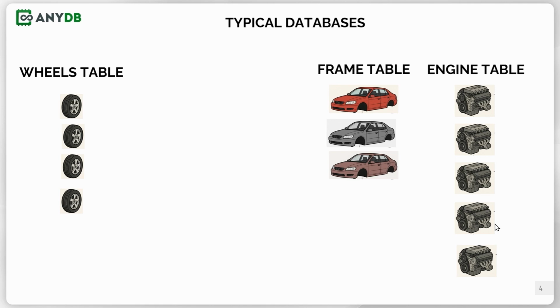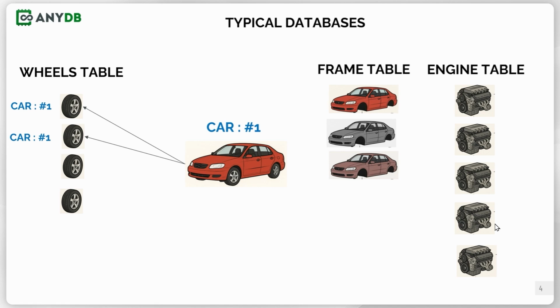Now, if you wanted to connect this all together into a car and try to understand which component went into the car, if you take, let's say, car number one, you will have to link this car with all the wheels from the wheels table. And then you have to also link to the frame in the frames table. Similarly, you got to do this for the engine in the engine table. While this works, it can get very complex when you have lots of parts and all these parts are connected via these deep hierarchical sub-assemblies. And this is where AnyDB comes in.